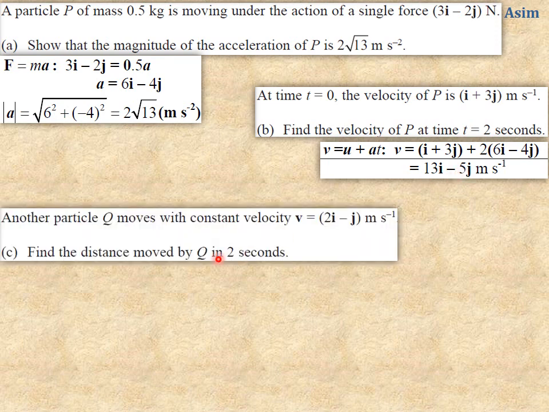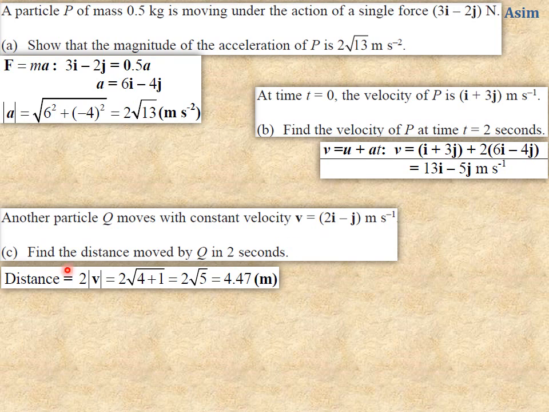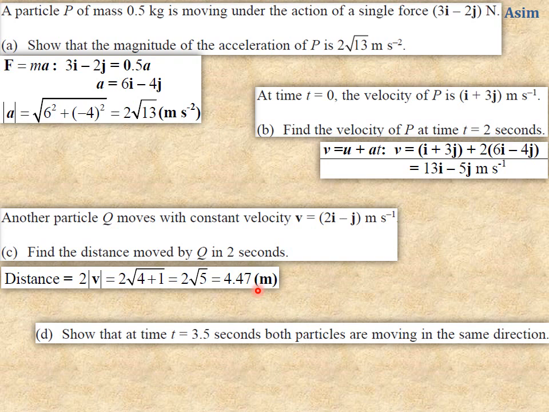Part C, they're saying another particle q moves with a constant velocity. Okay, find the distance moved by q in 2 seconds. Again, distance is just 2 times the magnitude of v here, and that's why it's 4.47 meter. The last question says show that at time t equals to 3.5 seconds, both particles are moving in the same direction. Again, we discussed this.